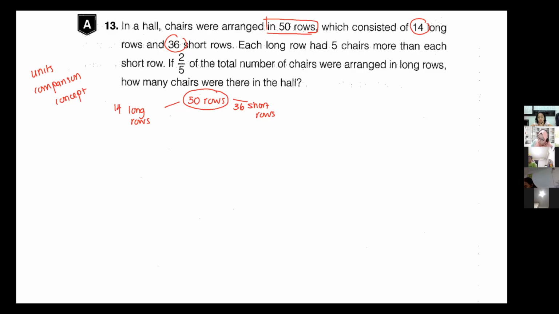Okay, now comes the important sentence. This one is where the comparison starts. They mention each long row had 5 chairs more than each short row. So they are trying to compare. If I want to draw my comparison model, it will look like this. So one long row, one short row. At first, they are the same parts, right? However, my long row will have 5 chairs more.